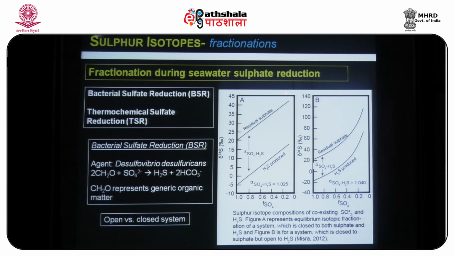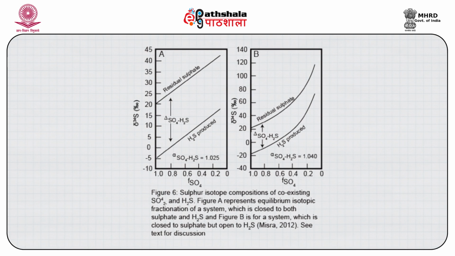In this case, very soon the H2S and SO4 will reach an equilibrium. So, this will be an equilibrium fractionation process, and the isotopic composition of H2S will depend largely on the H2S to SO4 ratio. The isotopic composition will be highly skewed, and the sulfides precipitating from such a solution will have a very restricted isotopic composition.